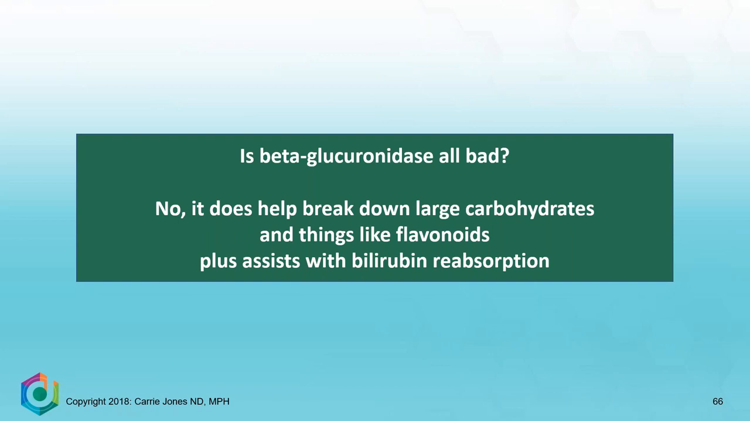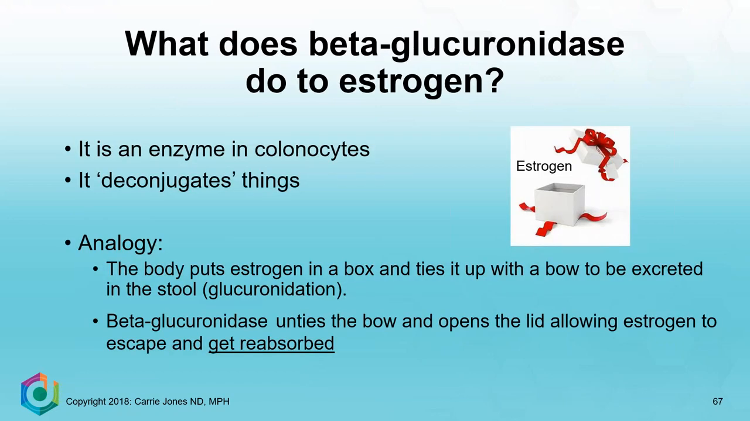So don't think that beta-glucuronidase is all bad. It helps us break down large carbohydrates. It helps us to reabsorb our flavonoids, and it assists with bilirubin reabsorption. So we need some beta-glucuronidase. That's why so many of the gut bacteria we're familiar with can make it. The problem is when it gets too much. So what happens is it deconjugates things. That's what it's known for. So it's great for bilirubin, maybe bad for estrogen.